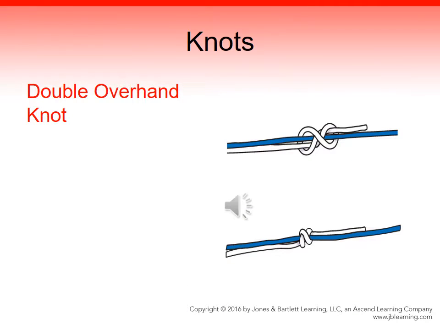The double overhand knot is essentially one half of the double fisherman's knot. This knot is used to back up other knots and is a great knot to use for a stopper knot at the end of your rope.